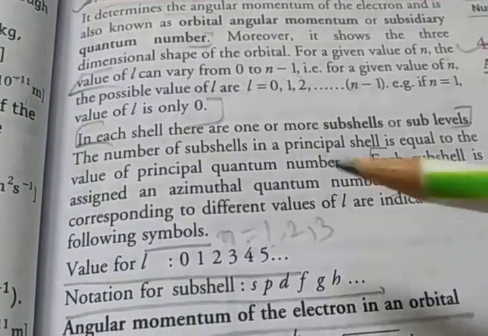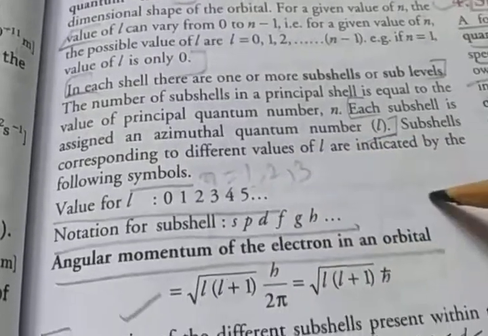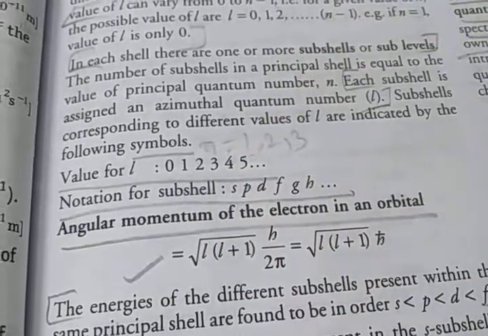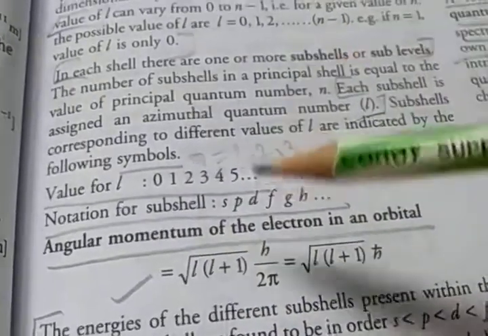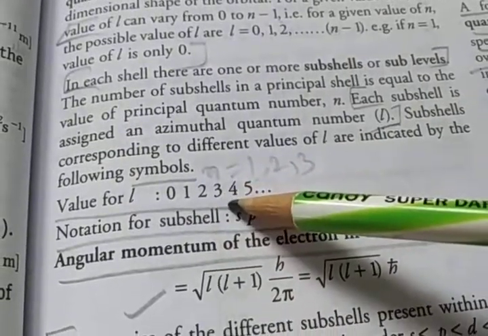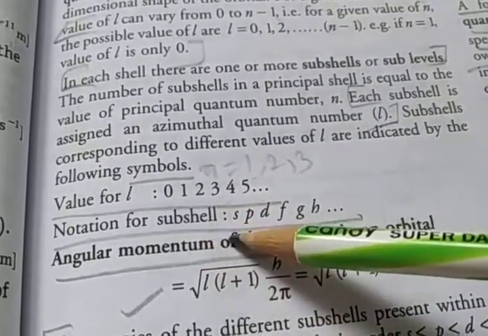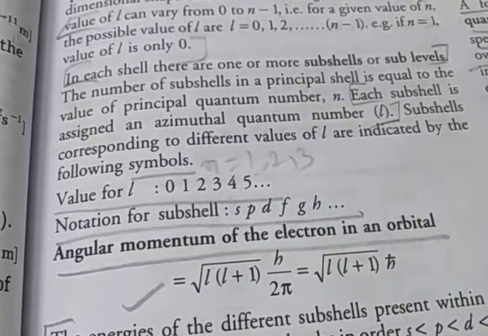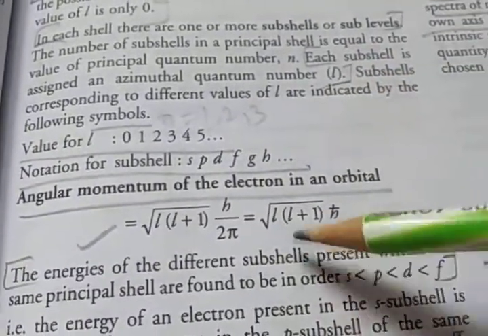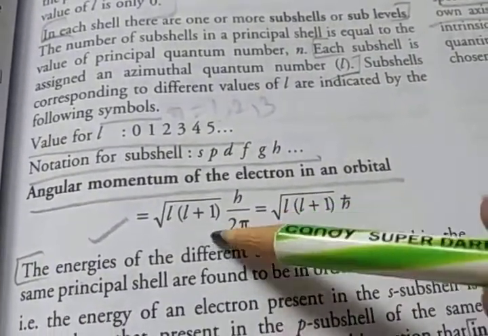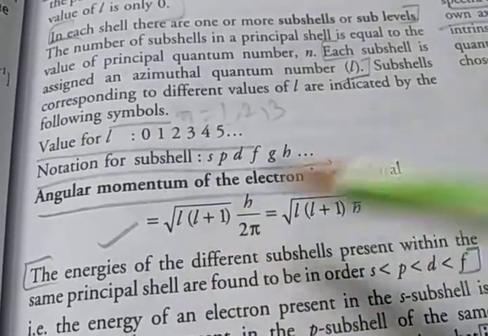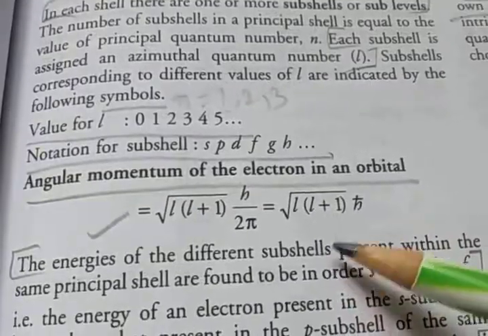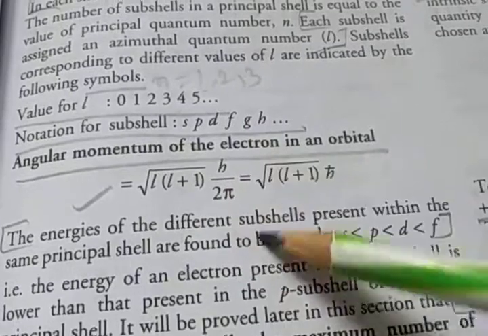Each subshell is assigned an azimuthal quantum number. The principal quantum number indicates the shell K, L, M, N, but the value of the azimuthal quantum number l gives the notation for the subshell: s, p, d, f, g, h. Then the angular momentum of an electron in an orbital is given by the formula root l(l plus 1) h upon 2 pi.